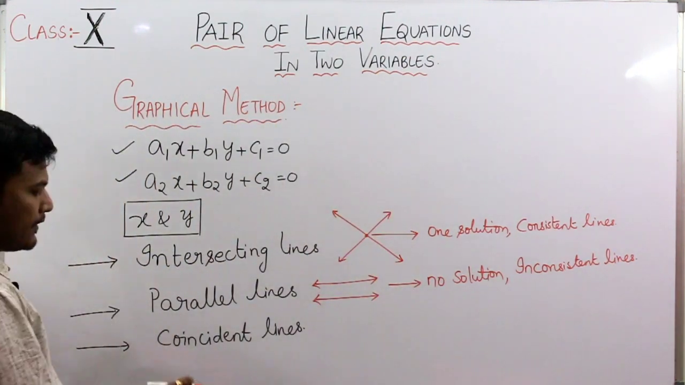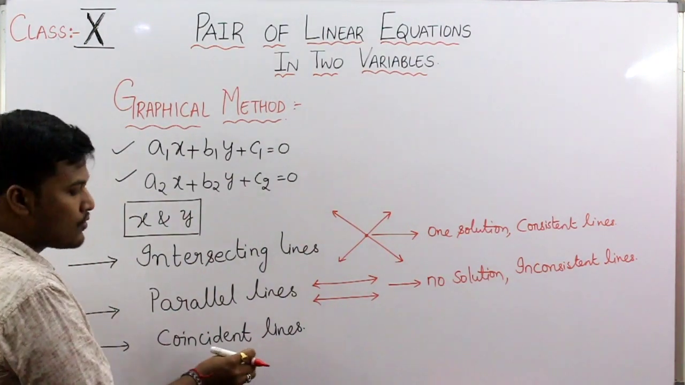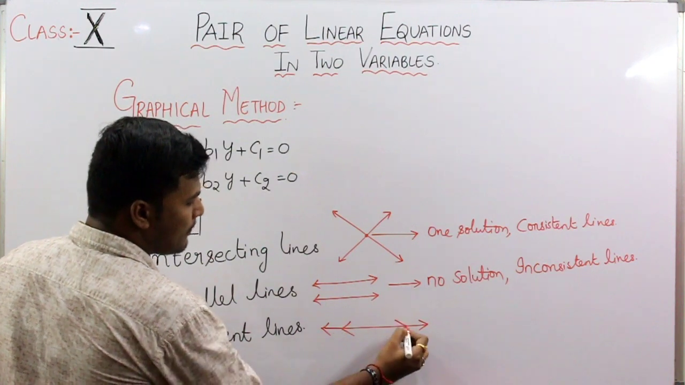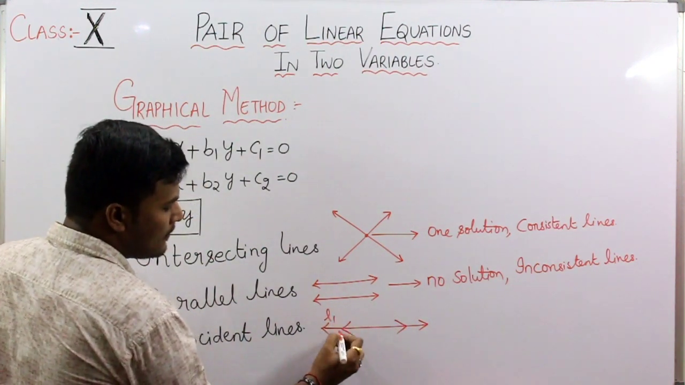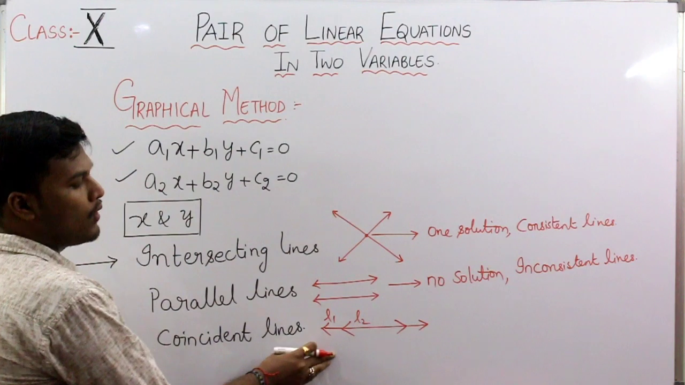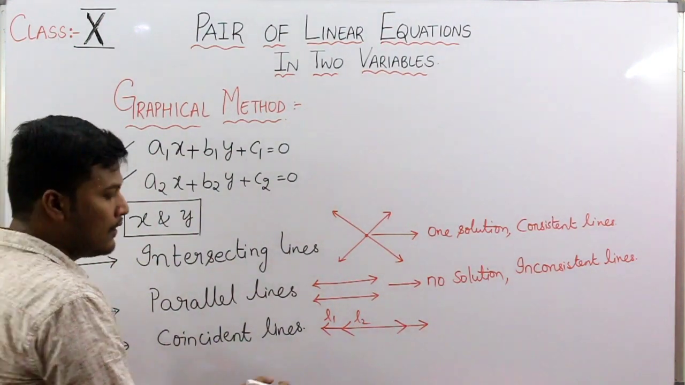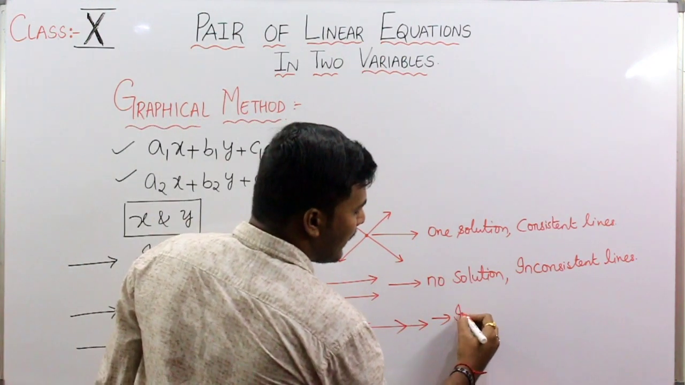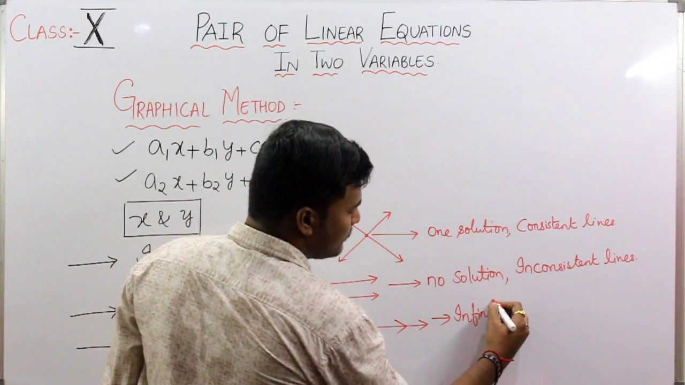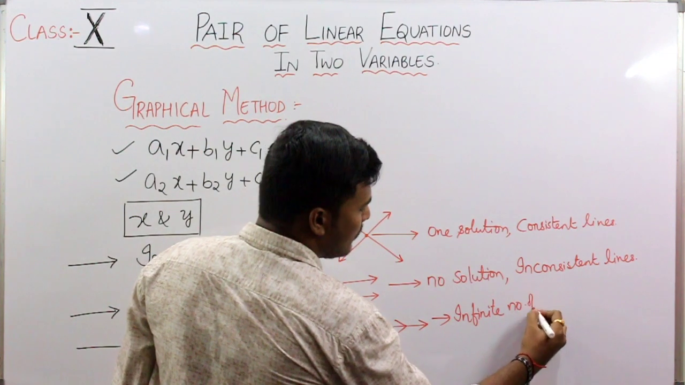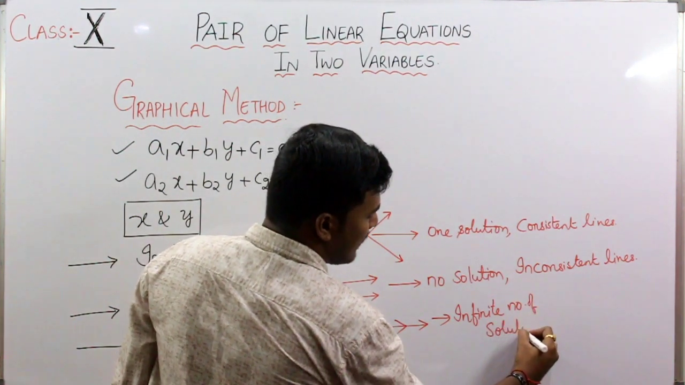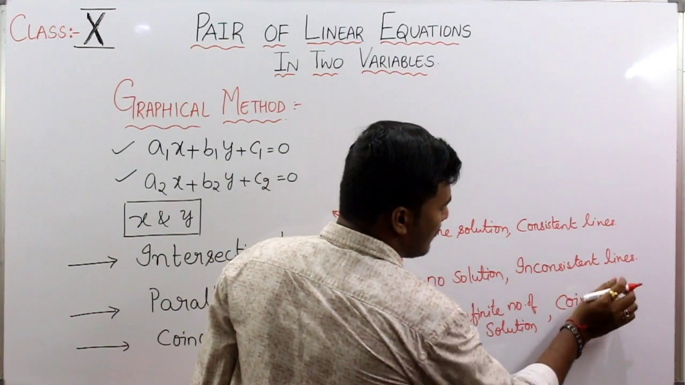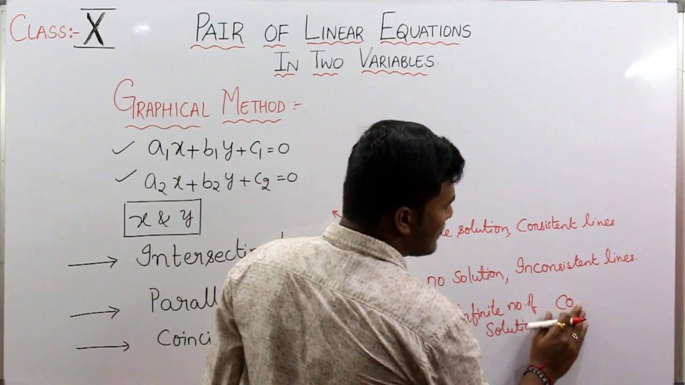The third type is coincident lines. Coincident lines are nothing but both lines lying on the same line. This is the first line, on which we have the second line as well. Both are lying on the same line, hence they will have an infinite number of solutions. As they have at least one solution, they are called consistent solutions or consistent lines.